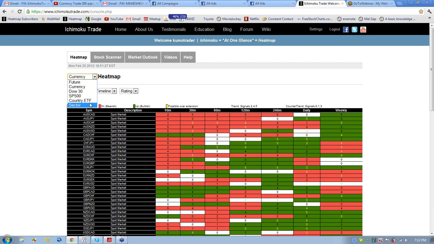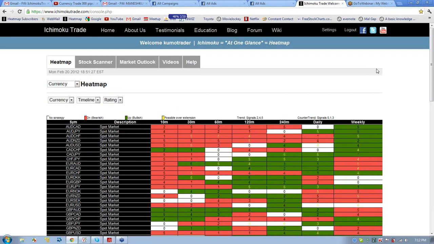Okay, good. So the very first thing we're going to do is start and go through the heat map. Now the heat map is pretty unique, and let me enlarge this just in case you guys can't see this. First, let me go through this.